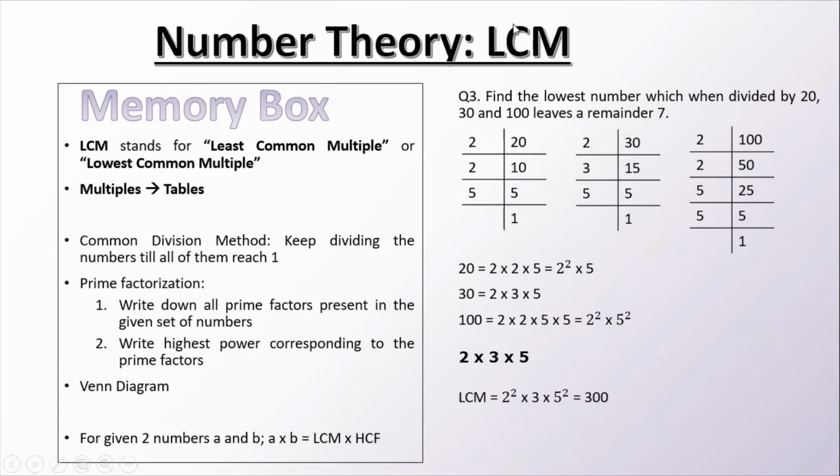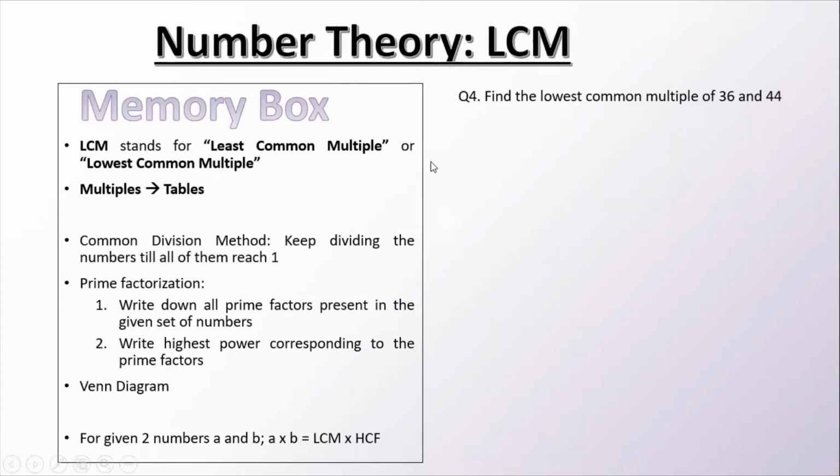Now 300 is not the answer that I'm looking for, but the answer will be simply 300 plus 7, which is equal to 307. So 307 is the smallest number which leaves the remainder 7 when divided by 20, 30 and 100.